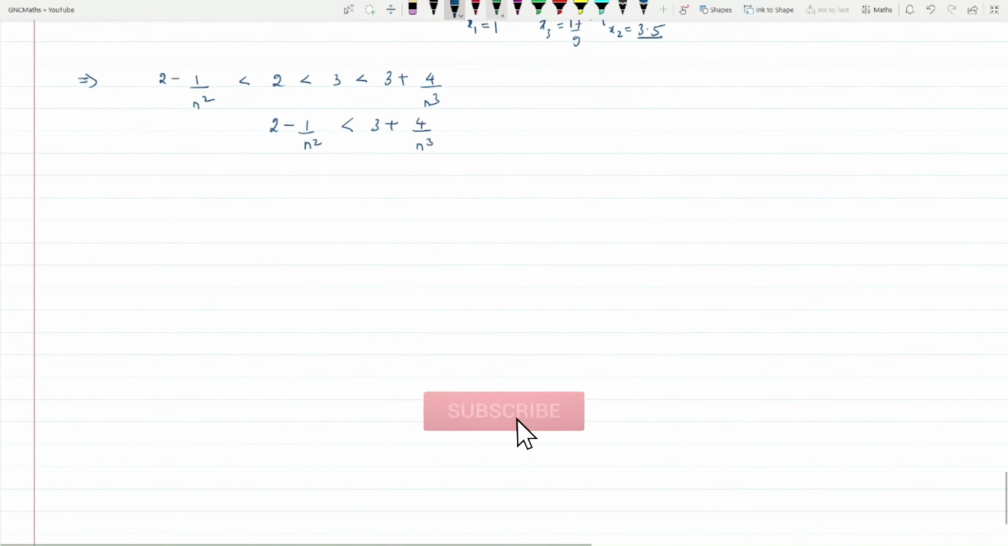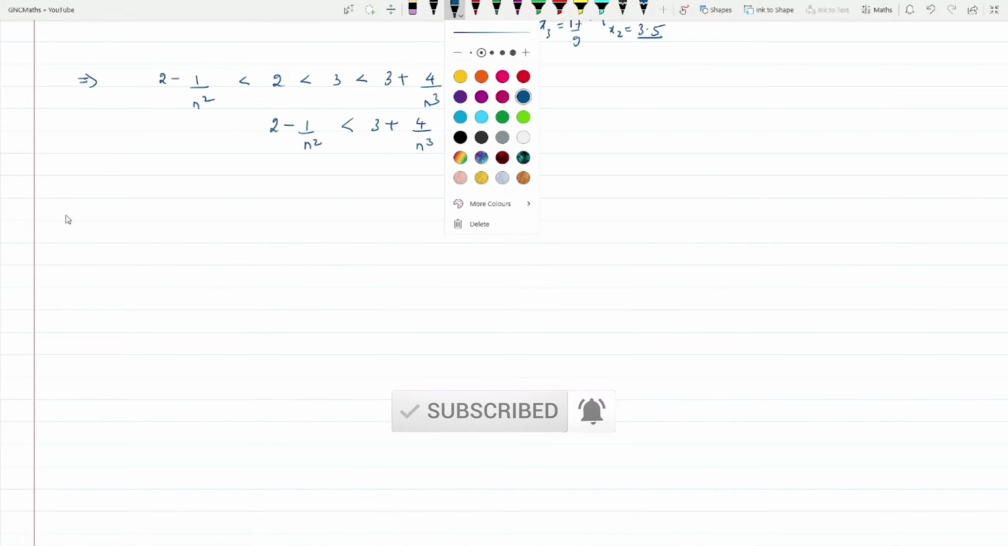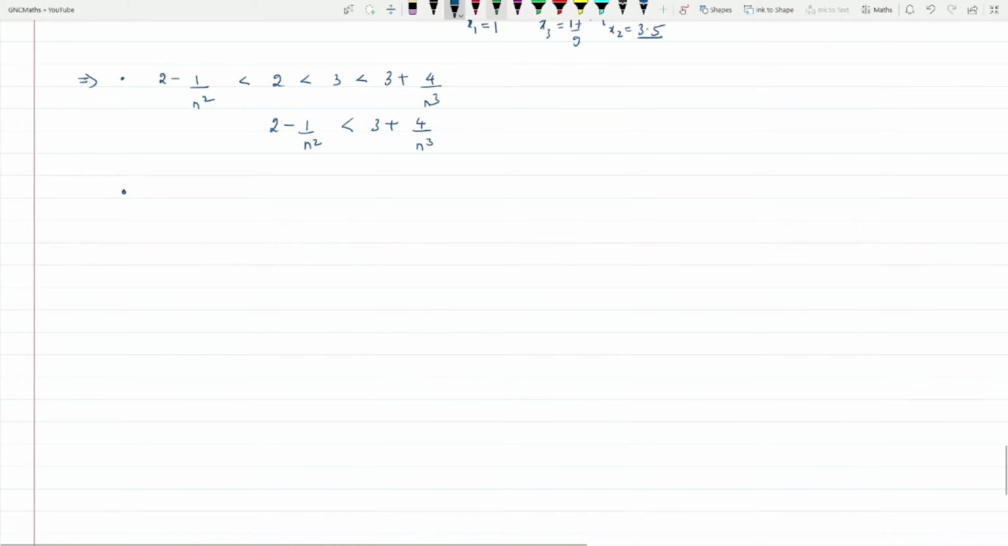Now let's take into consideration the odd part. The odd terms of the sequence are given by 2 minus 1 by n square, while the even part of the sequence is given by 3 plus 4 by n cube. Now we know that n is a natural number and hence it is going to be greater than or equal to 1. So therefore n square must be greater than or equal to 1 for every natural number.